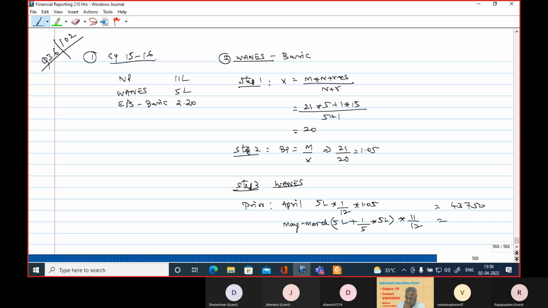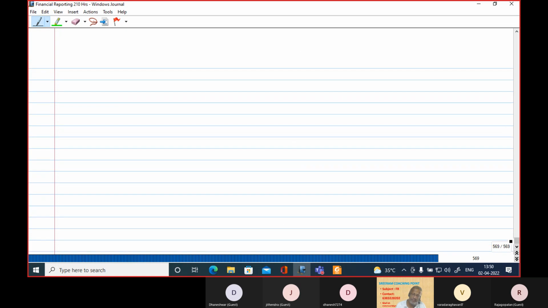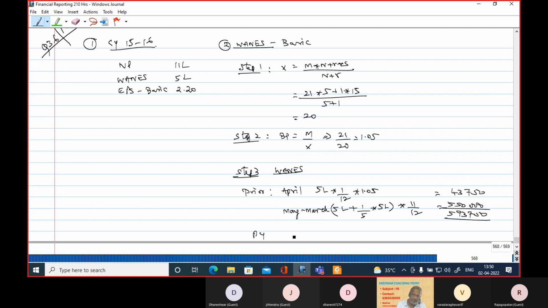So then, correct, 5 lakh 50,000. 5 lakh and 50,000. 5 lakh 93,750. Previous year, 5 lakhs into 1.05, 5 lakh and 25,000. Okay. Day number 3, 16, 17 and 15, 16. Current year and previous year. Net profit.